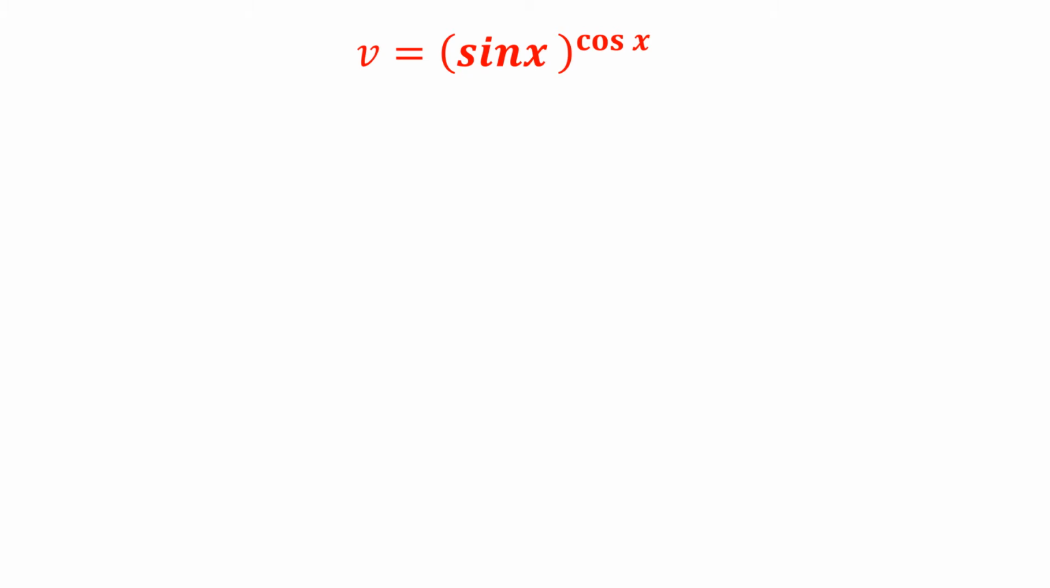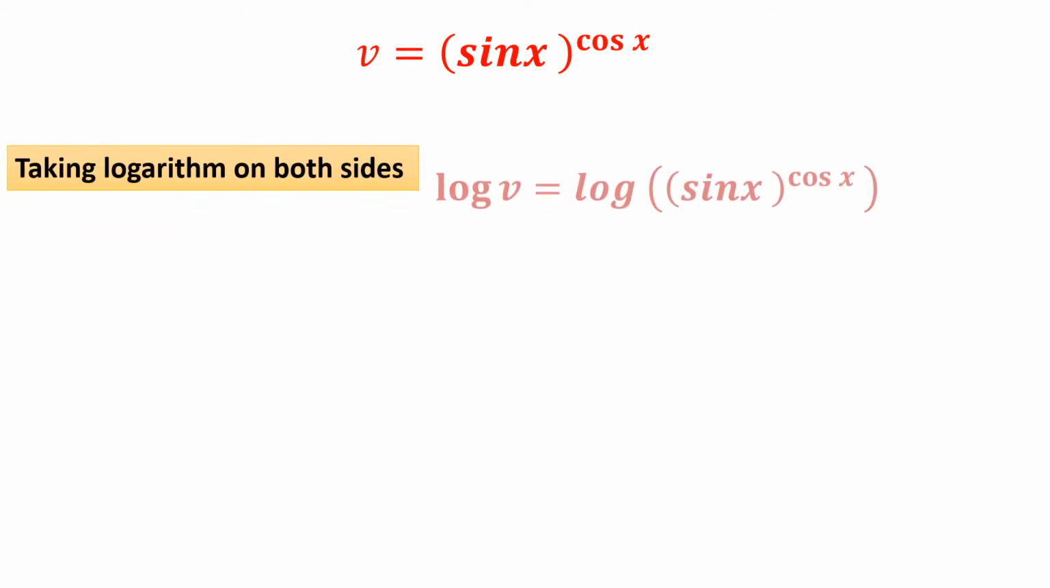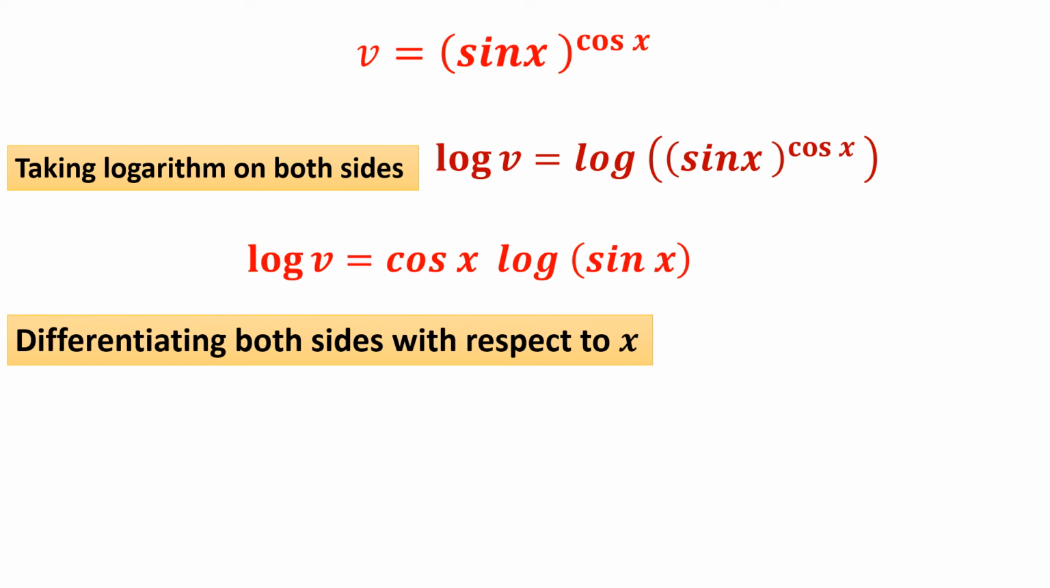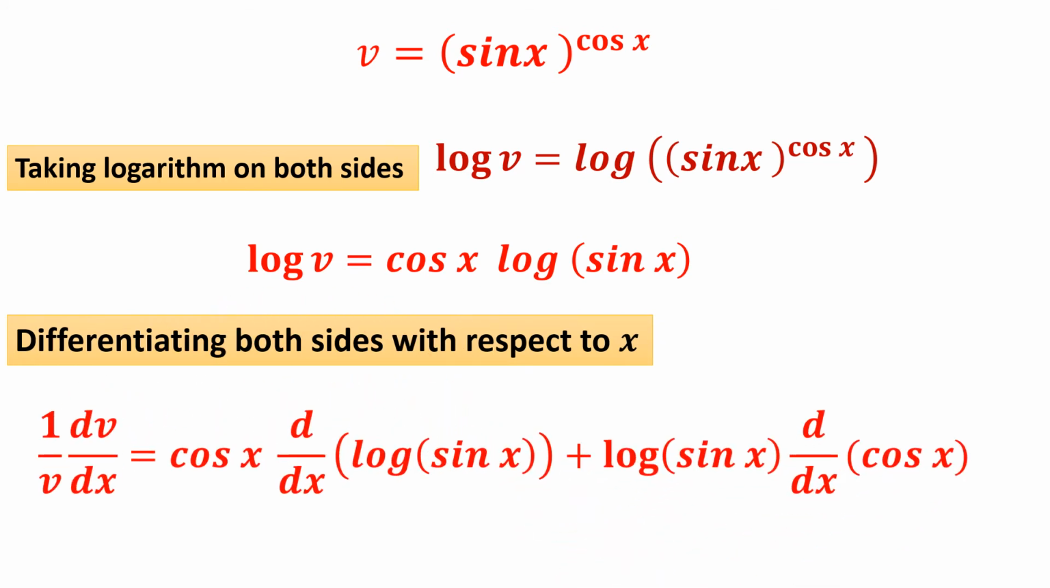We have to find the differentiation of v, which is given by sin x whole power cos x. Take log, it is log of sin x whole power cos x. Cos x will come to the front being the power. Therefore log v is equal to cos x into log of sin x. Left hand side differentiation is 1 by v dv by dx. On the right hand side we have to use the product rule. Keep cos x, differentiate log sin x, plus log sin x and differentiate cos x.